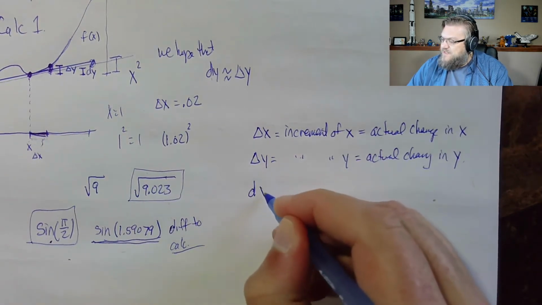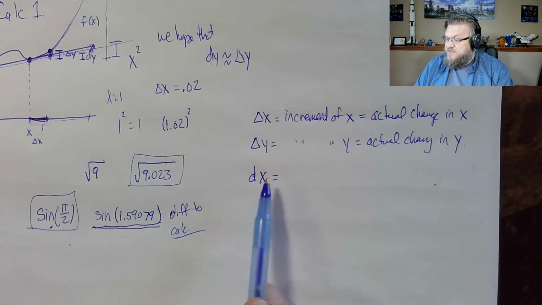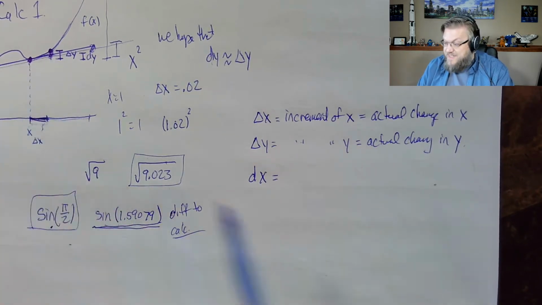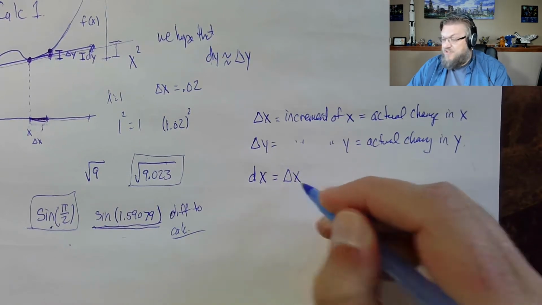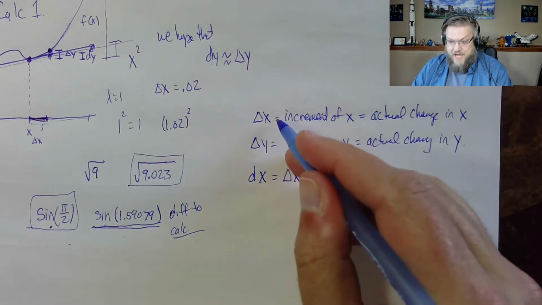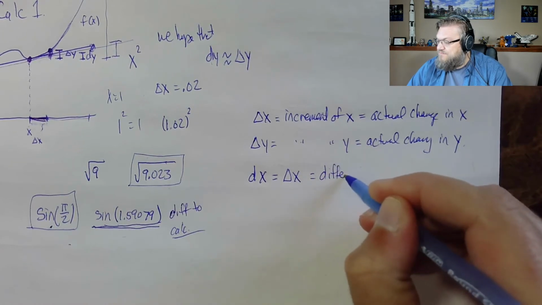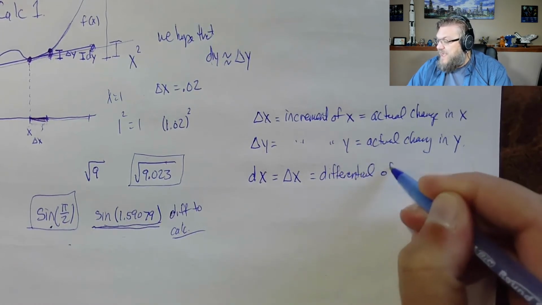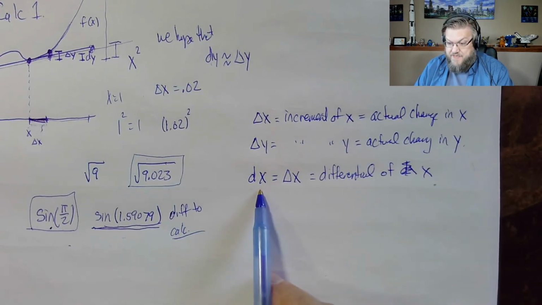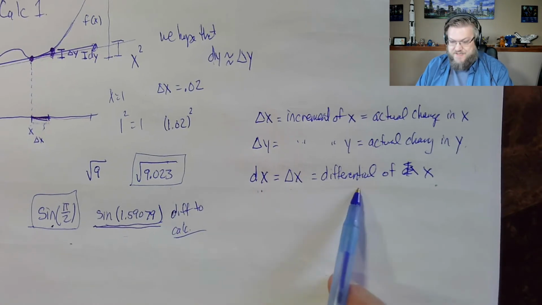Now, differential of x. For ease of notation, there is no real concept of the differential of x in this sense. We can say that the differential of x is the actual change in x. There's no need to approximate the actual change with a differential because we know the actual change. Remember, we were in control of it. So this was known as the differential of x. And that's what we can say for any independent variable. The differential of x is no different than the increment of x in this context.